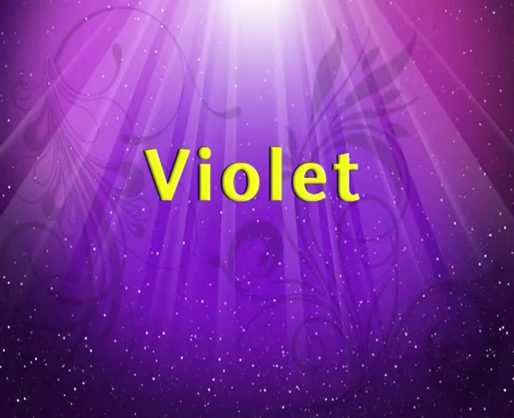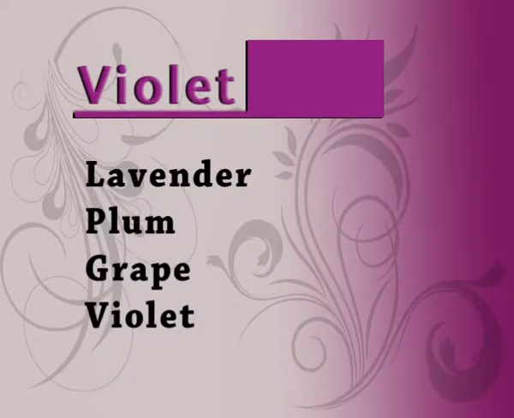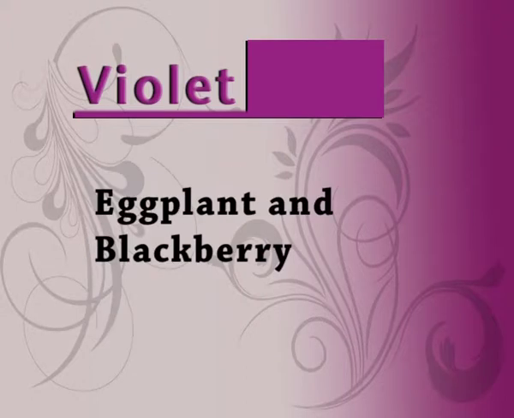Then we have violet. Violet in general is interpreted as a cooler color. These hues come from the shorter wavelengths of the spectrum, and it should be noted that violets which are bluer may be considered cooler, while violets which are red will be slightly warmer in their feeling. Colors from this area of the palette include iris, amethyst, lilac, orchid, purple, lavender, plum, grape, violet, eggplant and blackberry. And generally they have a feeling of receding away from us when cool.